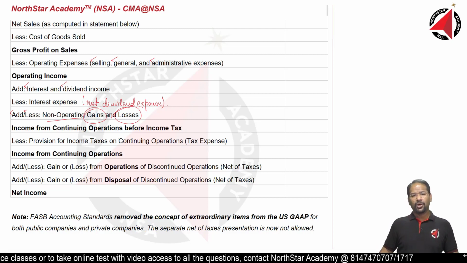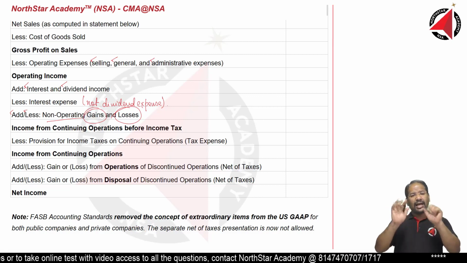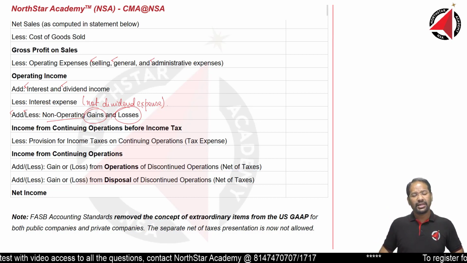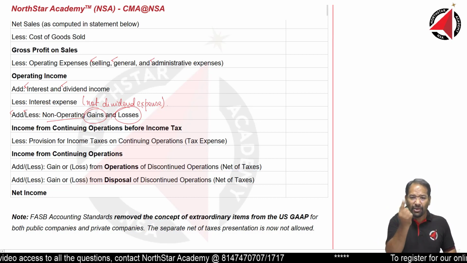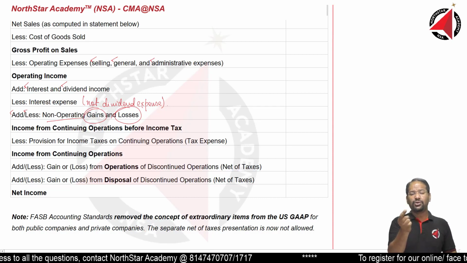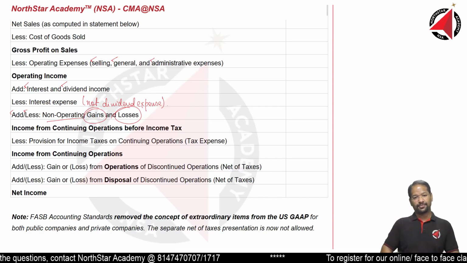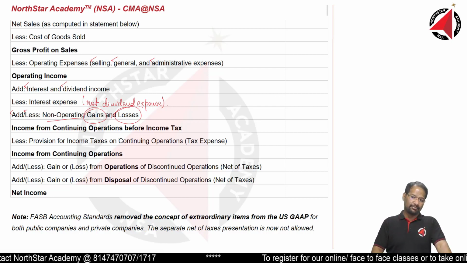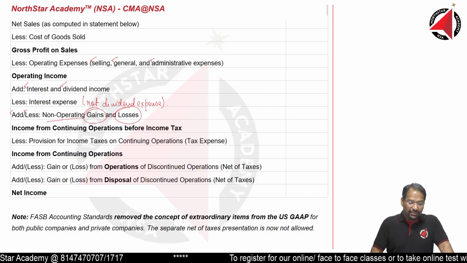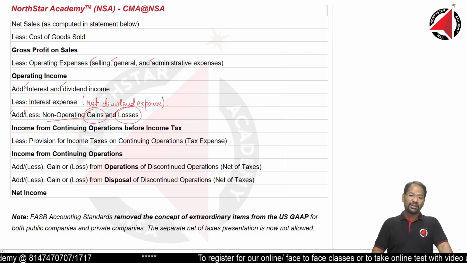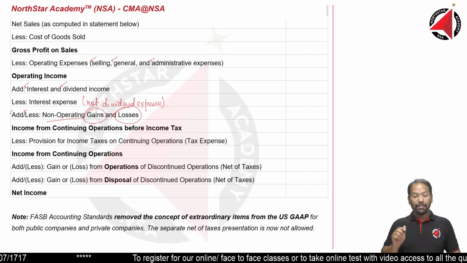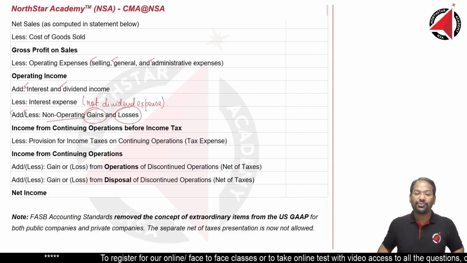For example, you are dealing in 10 lines of business, 10 commodities, 10 goods you sell. All the 10 goods have a good market share, but one particular product you have discontinued during the year. So you are continuing with how many? 9. Those 9 will be mentioned here as income from continuing operation, and that one product you have discontinued will be shown below. That is why we show income from continuing operation.